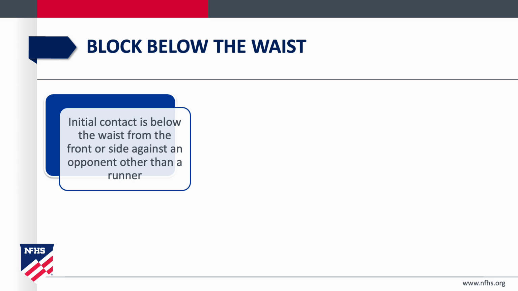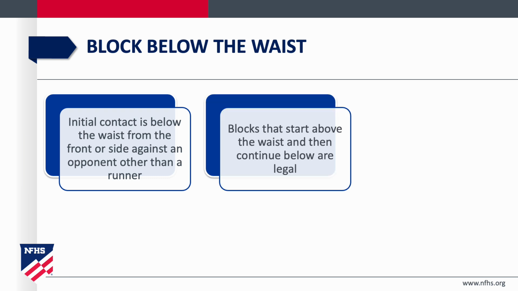A block below the waist occurs when the blocker makes initial contact with an opponent below the opponent's waist from the side or front, other than against a runner. The entire contact should take place below the waist in order for it to be a foul. If a block were to start above the waist and then slide down below, this is still legal. However, we need contact to be maintained. If we have a legal block and then disengagement, followed by a new block that is low, we would have a foul.